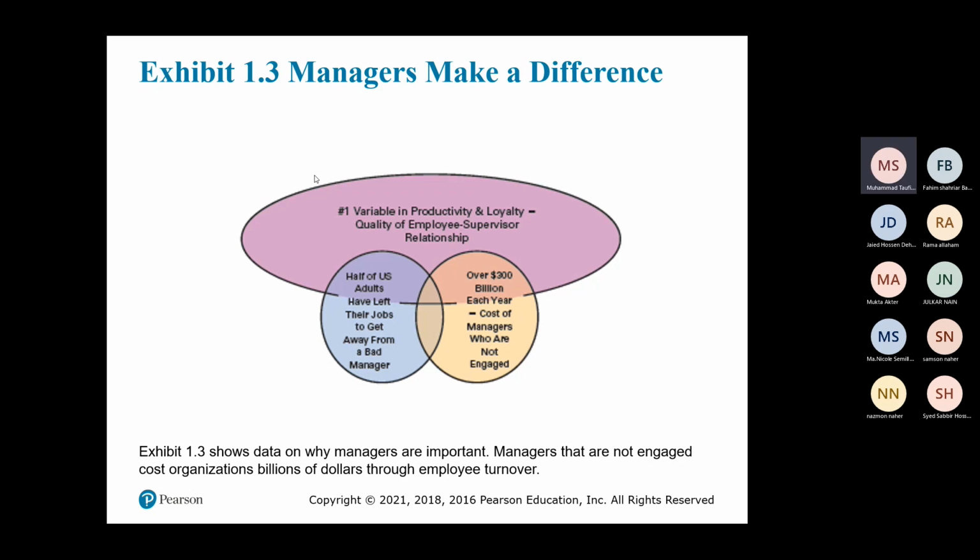Alright. So these are the data that they collected from the US. Half of US adults have left their job to get away from a bad manager. And the next data they got is over $300 billion each year, the cost of managers who are not engaged. So these are the data that they collected from the US.